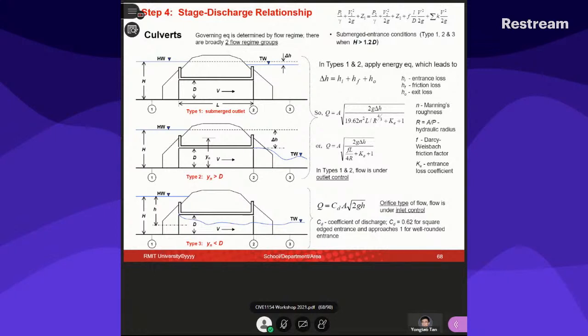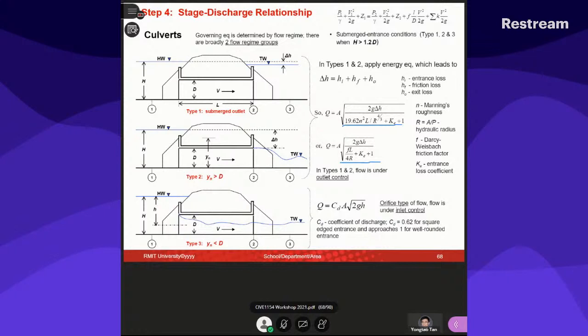For these three types, you can see that in type 1, the inlet and outlet are both submerged. So we can use the type 1 and type 2 equations to calculate the discharge rate very easily if the exit is submerged. But for type 2 and type 3, we need to check the normal depth.